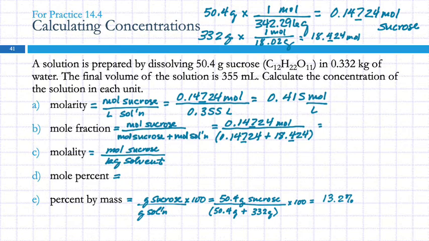So 0.14724 divided by 0.14724 plus 18.424. 0.0072928, and we will end up with 3 figures. 0.00793 is the mole fraction.